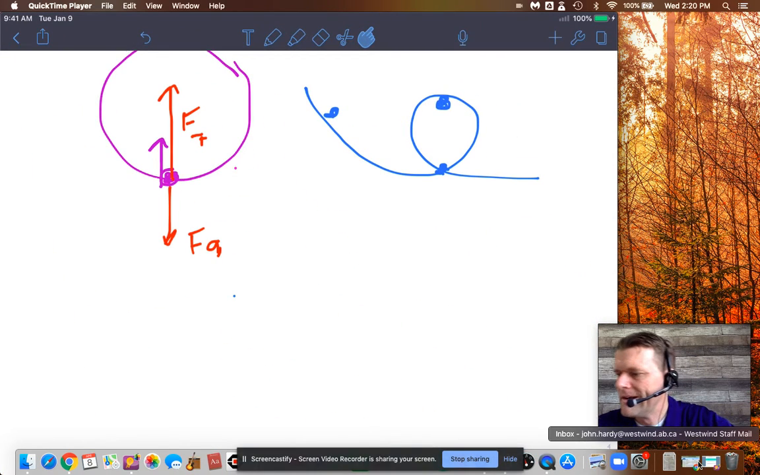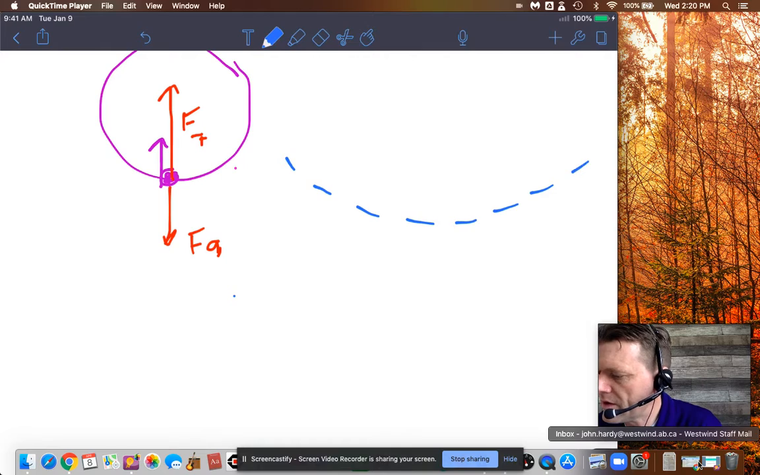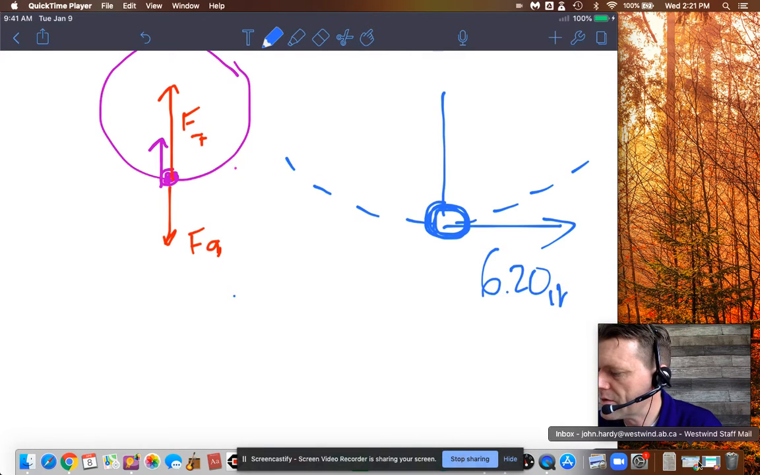What we've really got here is a pendulum bob swinging through the lowest point, like something like this. At that point, it has a tangential velocity of 6.2 meters per second. And at this point, it's experiencing tension up and gravity down.